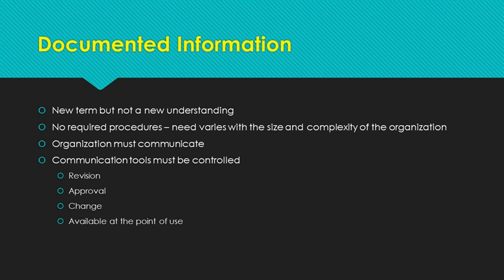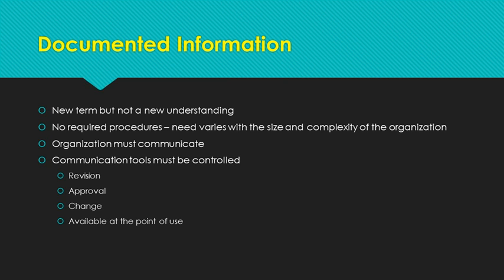Documented information is a new term, but not a new understanding. The organization must determine what needs to be documented, how long documents will be maintained, where they can be found, how they are generated and updated, and who is the deciding authority for acceptance. Documents must be readily available at the point of use and protected from deterioration. This is that loop back to communication in Section 7.4 of ISO 9001-2015. Documented information is considered an acceptable tool for communication.